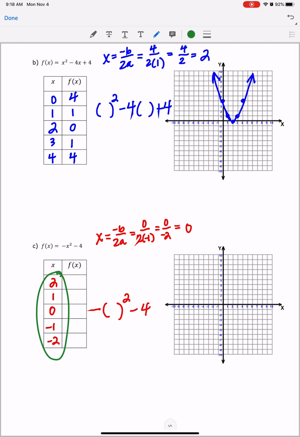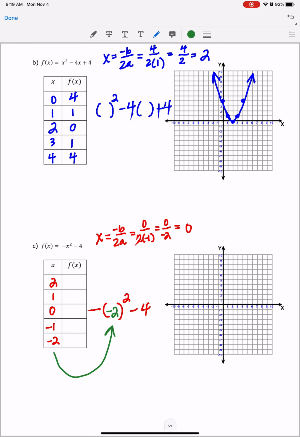So you are putting these into this one spot here, but when you put this in your calculator, you have to make sure that negative is on the outside. So you've got negative on the outside, 2 in parentheses, squared on the outside, minus 4. Negative on the outside, 1 squared minus 4. Negative on the outside, 0 squared minus 4. Negative on the outside, negative 1 on the inside, squared on the outside, minus 4. And negative on the outside, negative 2 on the inside, squared, minus 4. Okay, you're putting all of these into here.